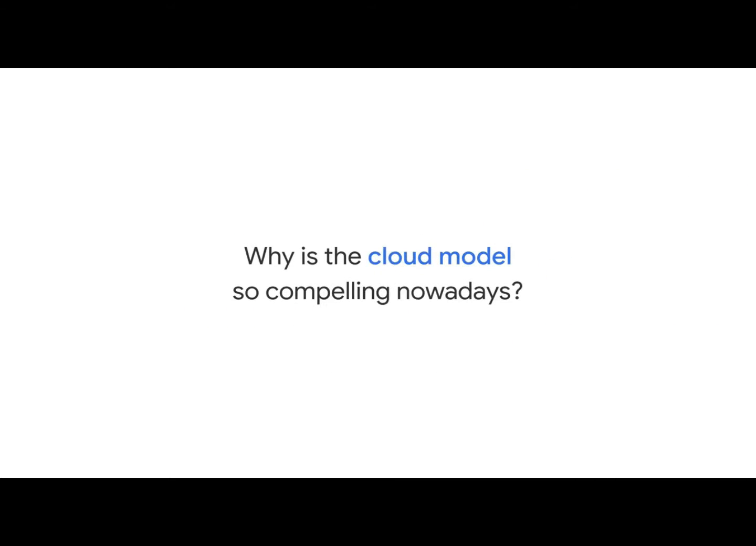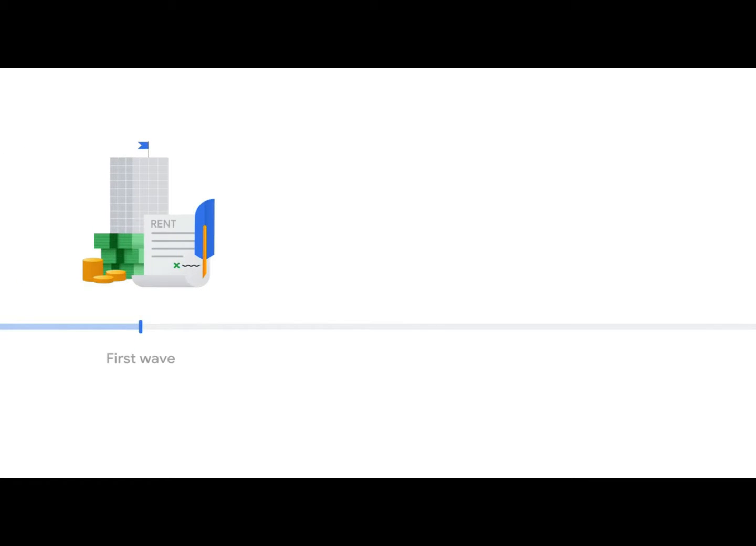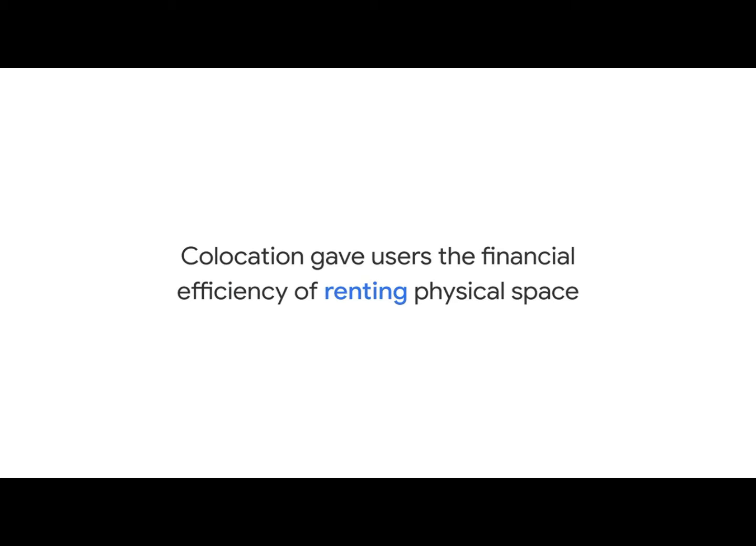But why is the cloud model so compelling now? To understand why, we need to look at some history. The trend toward cloud computing started with a first wave known as co-location. Co-location gave users the financial efficiency of renting physical space instead of investing in data center real estate.